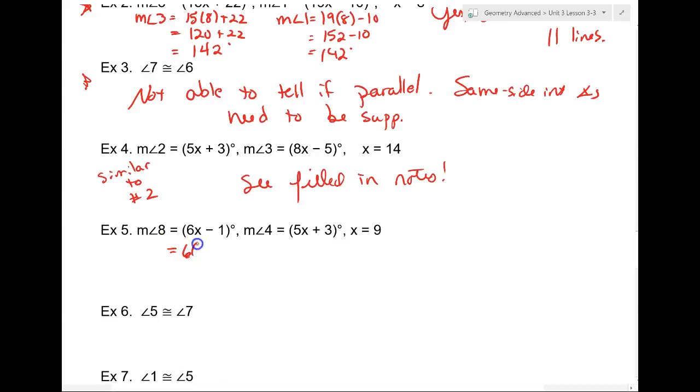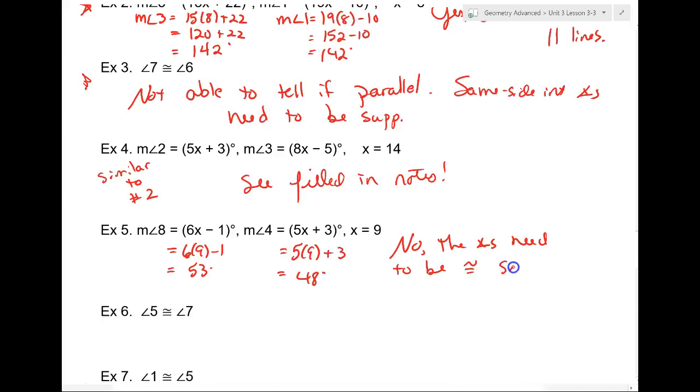So I plug in the 9. So I get 6 times 9 minus 1. That's going to be 54 minus 1, which is 53 degrees. I go here. I get 5 times 9 plus 3. So that's going to be 45 plus 3? That's 48 degrees. Guys, do I have what I need them to be? Yeah, no. And I'm going to tell you the reason why, because I want everyone on the same page. The angles need to be congruent, right? Since they are alternate exterior angles. And they're not.